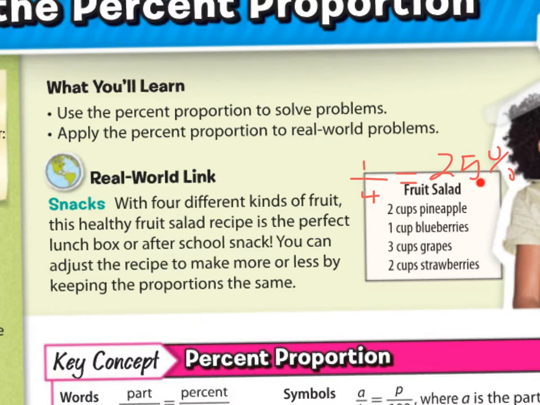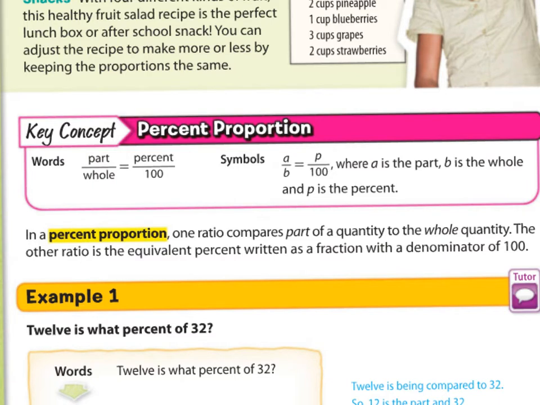As long as pineapples is always 25%, blueberries 1 cup would be 1/8, so 12.5%, grapes 37.5%, and again 25%. As long as you keep those ratios, you can increase or decrease the size of your salad proportionally. So essentially, what I was saying is what we're saying in the key concept.